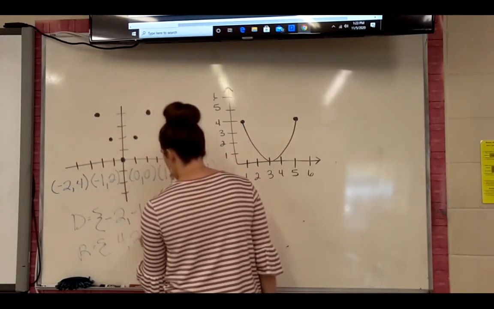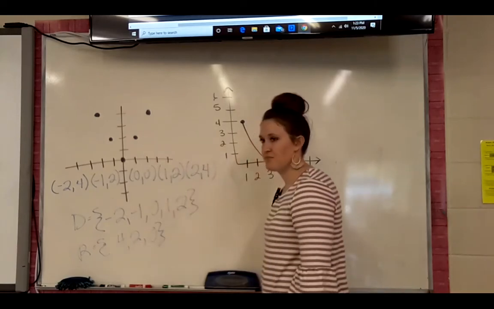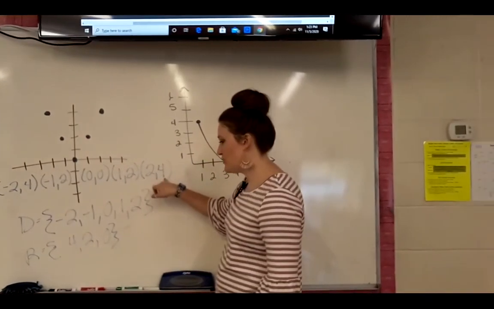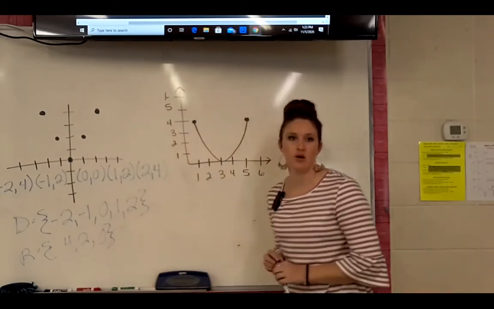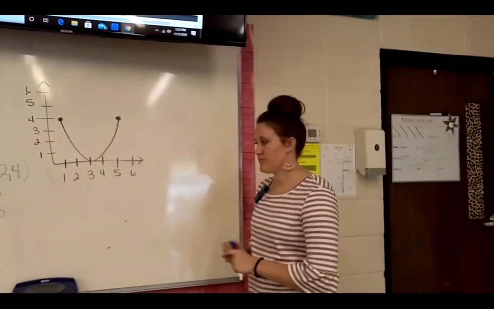Why? Because it's the same numbers, 2 and 4, and I already have those. You only list everything once in your domain and range.